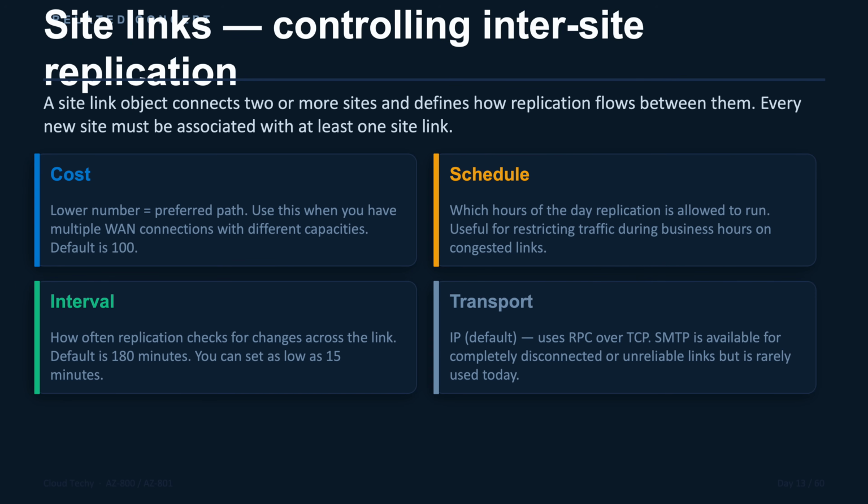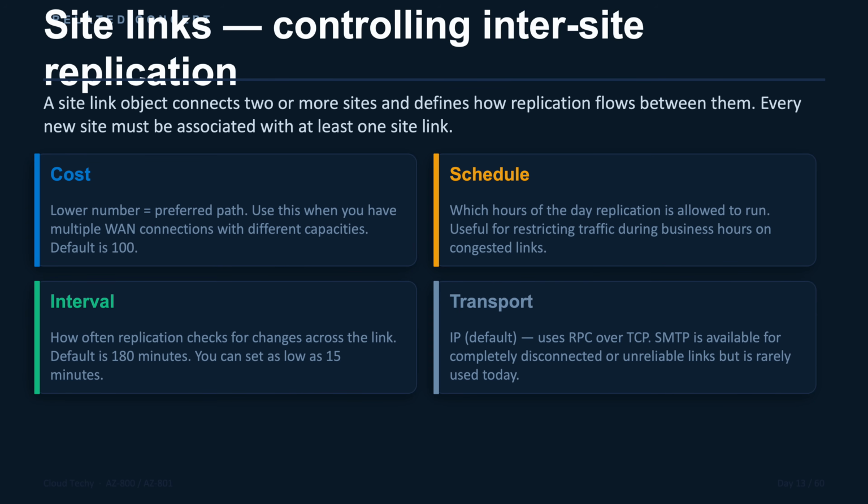Interval controls how often AD checks for changes to replicate across that link. The default is 180 minutes, 3 hours. You can reduce this for sites where you need changes to propagate faster down to a minimum of 15 minutes.